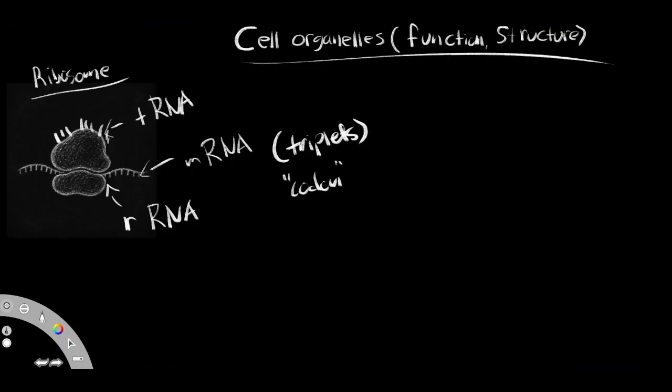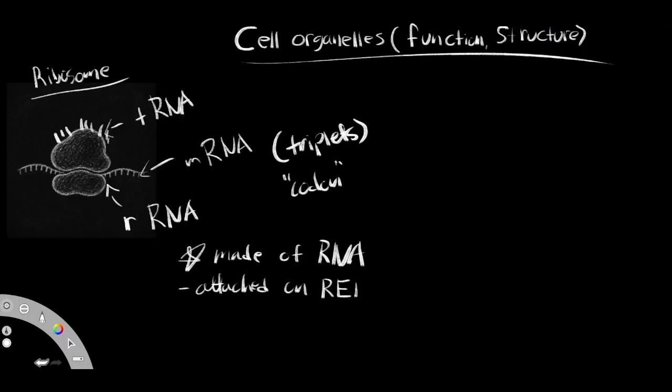Okay? So just know that there are many, many moving parts within the ribosome. So I'll just put in stars here. It's made of RNA, okay? Made of RNA. Oh, it's also attached on the rough endoplasmic reticulum, the RER, or it is just free floating in the cytoplasm.